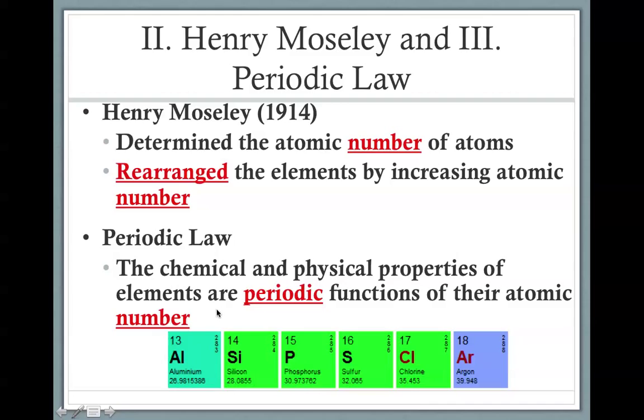The periodic law says the chemical and physical properties of elements are periodic functions of their atomic number. So basically what that's saying is the element and what its characteristics are based upon the number of protons, or the atomic number.